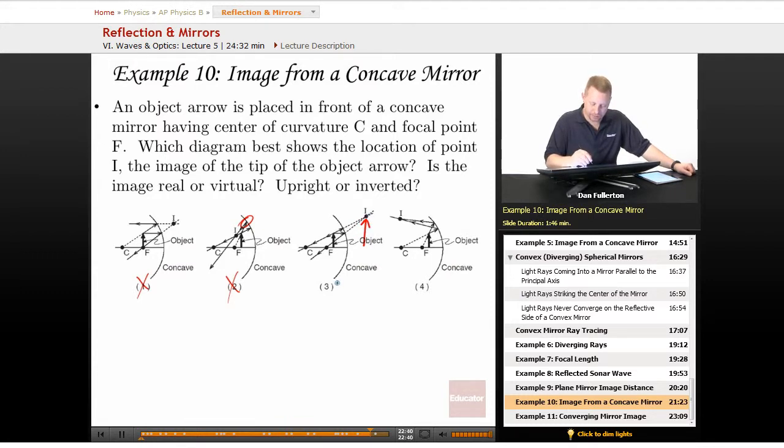That's looking pretty promising. But notice in this case we're going to have a virtual image. It's upright. Yeah, that's got to be our answer. Because if I look over here at 4, well, that's just silly. The line from the center of curvature through the top of the object is going back at a goofy angle. That can't be right either. 3 must be our correct answer. The image is virtual and it's upright.